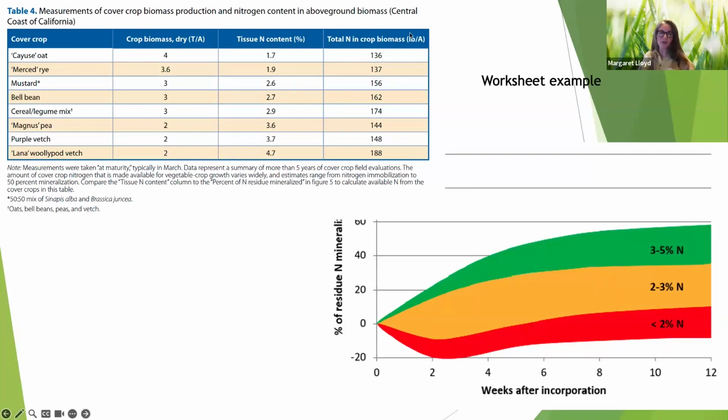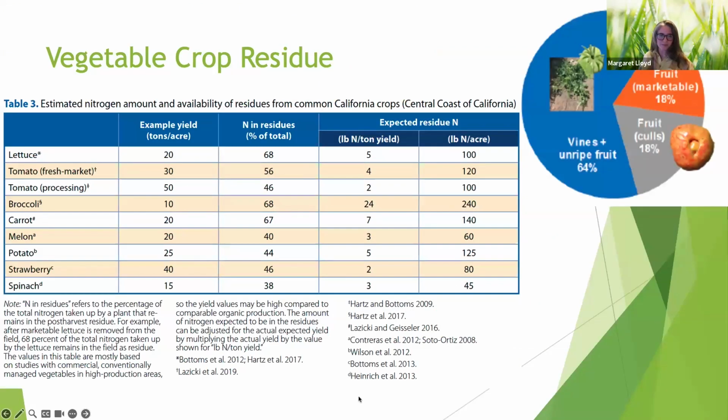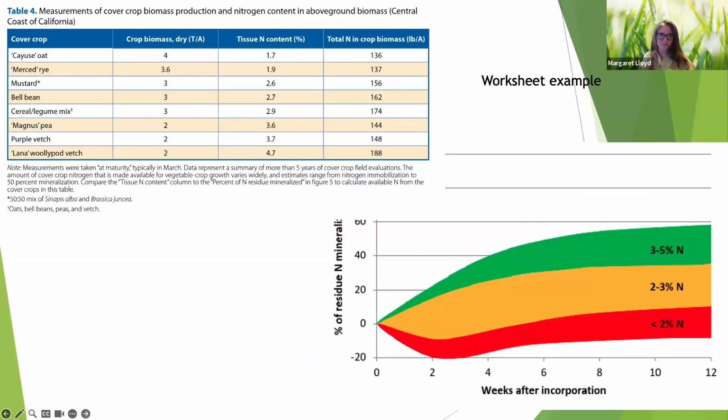So when it comes time to estimating availability, this figure on the bottom right, you may recall from our first meeting. And this shows the estimated percent residue N mineralized based on tissue N content. And so in the top figure, you have estimates of your tissue N content.